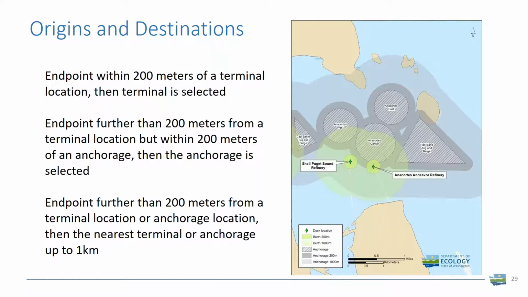However, as you can see, because of the example I chose here, these locations sometimes overlap. In those cases where a track endpoint is within the buffer zone of a terminal and an anchorage, we assume that the vessel went to the terminal. Sometimes the endpoints aren't within the buffer zone for any anchorage or terminal. And when that's the case, as long as they're still within a kilometer of the anchorage or terminal, we assign them whichever is nearest as their destination.